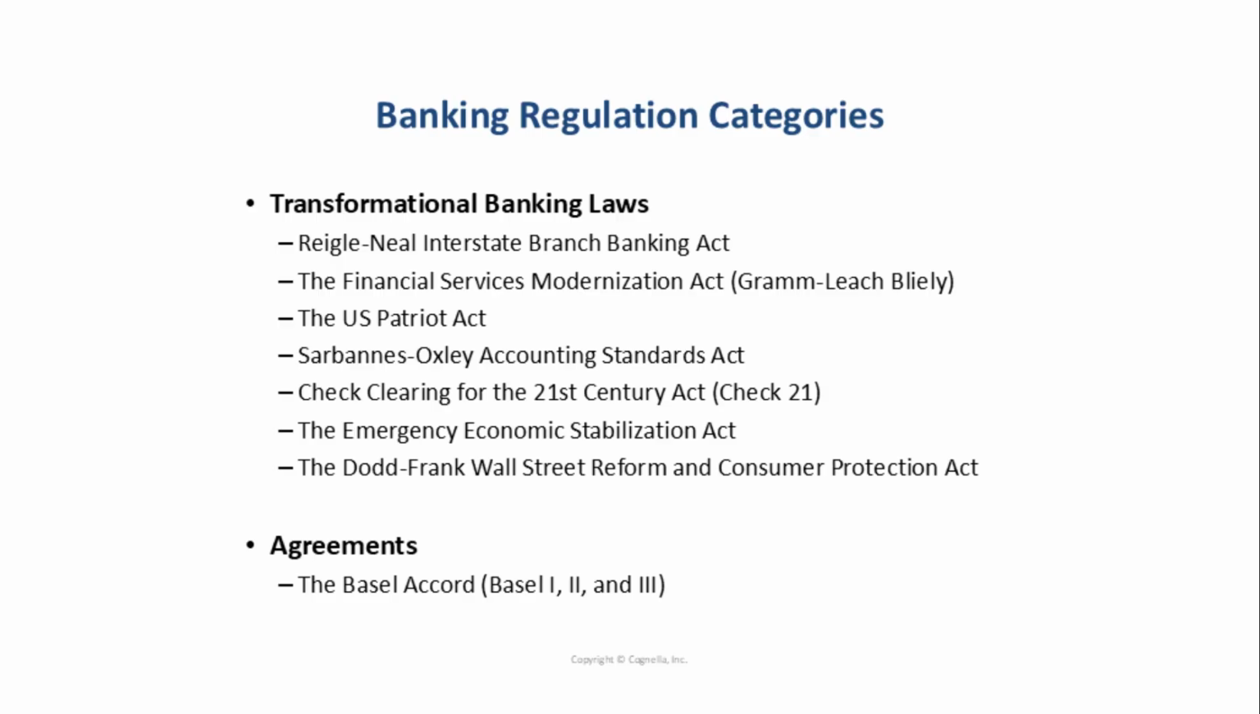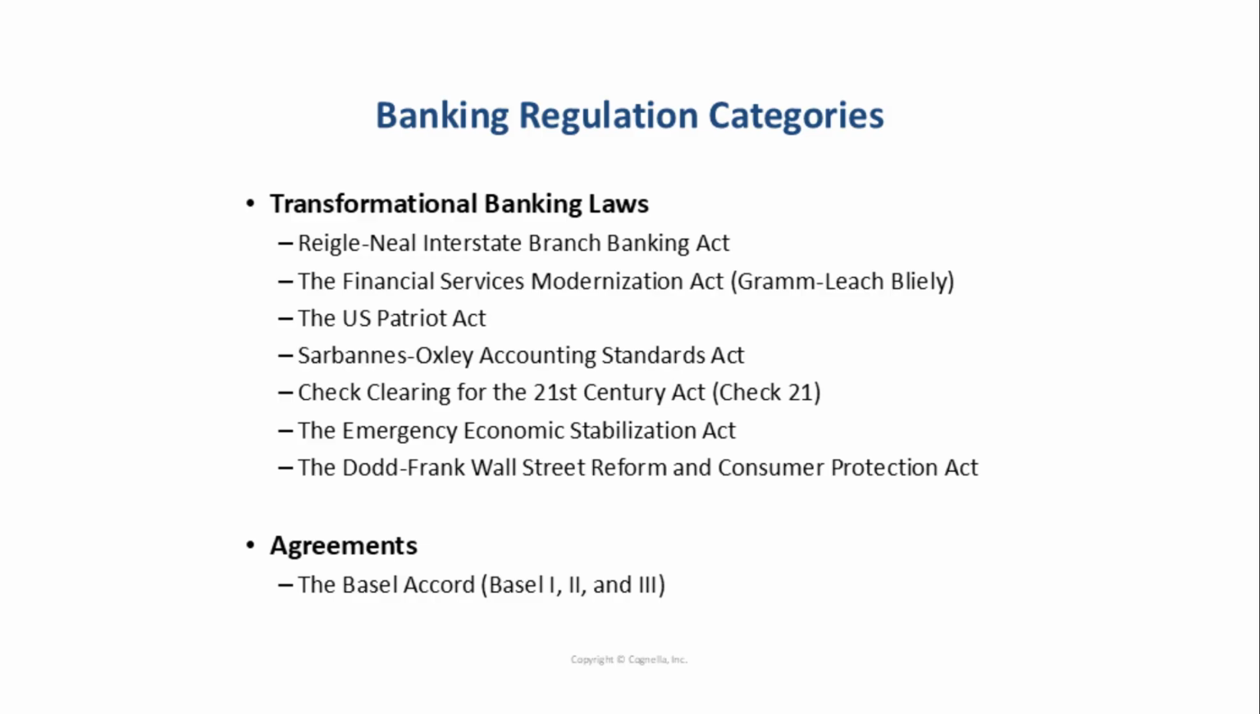The Emergency Economic Stabilization Act created TARP under the 2008 crisis as a means of stabilizing banks. Finally, Dodd-Frank established the Consumer Financial Protection Bureau, or CFPB, and restricted risky bank activities through the Volcker Rule. On the global side, we have the Basel Accords, international agreements that set standards for capital and risk.